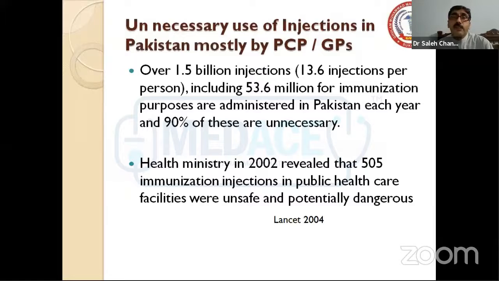Unnecessary injections in Pakistan are mostly given by primary care physicians, because if you remember, 80% of our OPD is received by the primary care physicians and the quacks. And there is unusual usage of injections. Over 1.5 billion injections, which means 13.6 injections per person per year, are used, out of which few are for immunization, but 90% of these injections are unnecessary. And it is the primary care physicians who can withhold these types of practices. Because they are the ones using them, we have to advise them not to use them, because this is the main source of transmission of hepatitis.